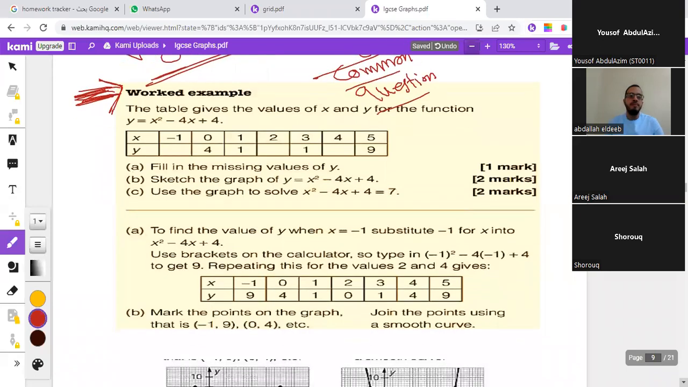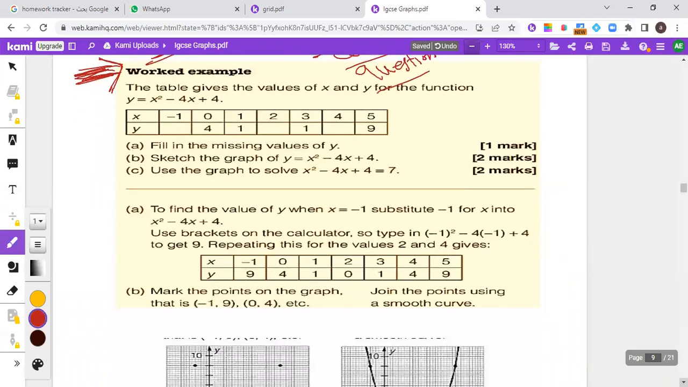Yusuf, can you read? Yes. The table gives the values of x and y for the function y equals x squared minus 4x plus 4. Fill in the missing values of y.